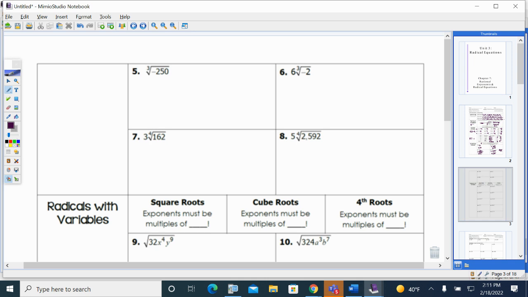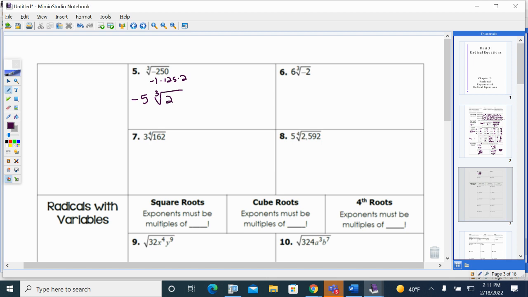If you're doing this mentally, the perfect cube that is a factor of 250 is going to be the 125. You've got negative 1 times 125 times 2. And again, the cube root of negative 1 is negative 1. So I would have a negative 1 on the outside. Cube root of 125 is 5 and then that 2 is going to stay under the radical.